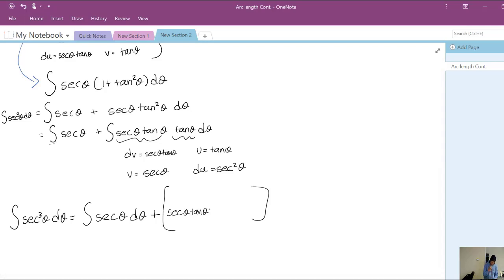Did I do something wrong? Secant cubed theta. Oh, wait, what should be secant cubed? No, no. Okay, it's good. Okay, cool. Right, uv minus the integral of v du.